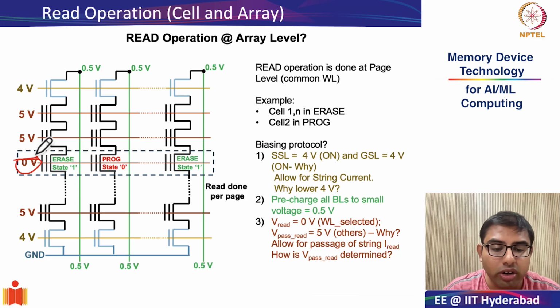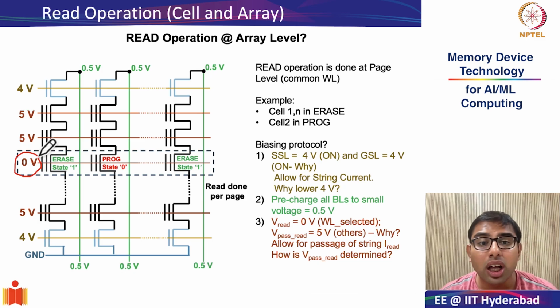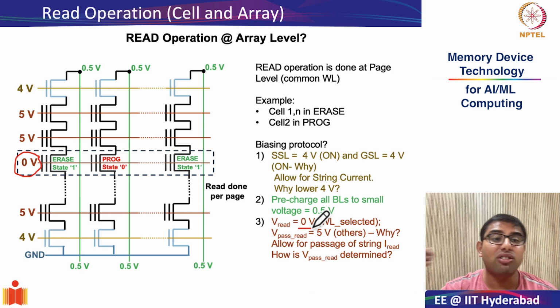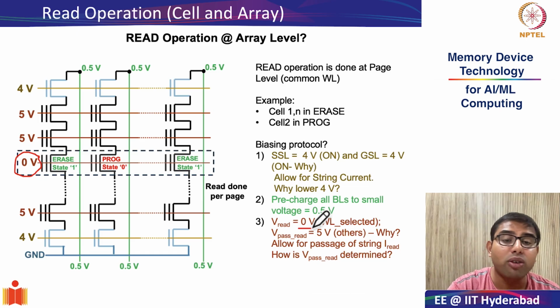Finally, you apply the read bias at the control gate of the page of your interest. The page of our interest is here marked out in dotted lines. Only for the word line of the page of our interest, you apply the read bias at the control gate, or at the word line. As we saw in the previous slide, it was 0 volts because the program state threshold voltage was plus 2 volts, whereas the erase state was minus 2 volts.